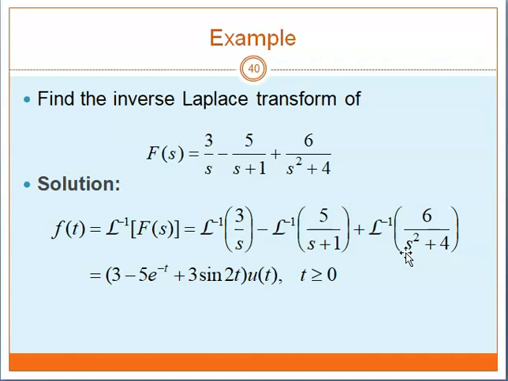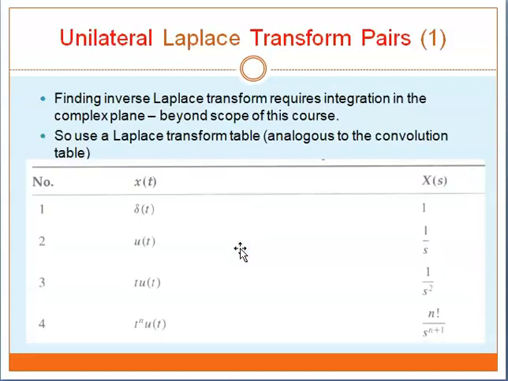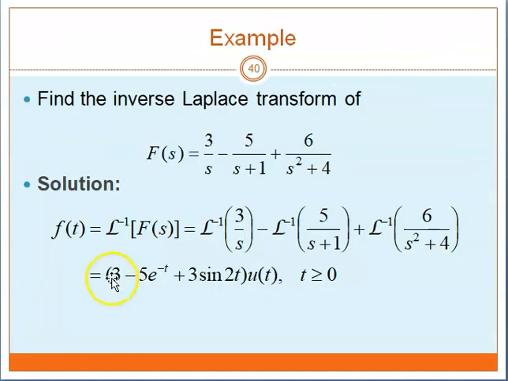Now we are going to refer to the table. So here, when you have 3 over s, refer to the table. Here 1 over s will give you the step function, which is u(t). So 3 over s will be 3u(t). So that's why you have 3u(t) over here.